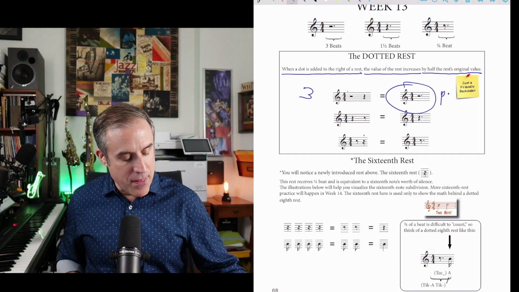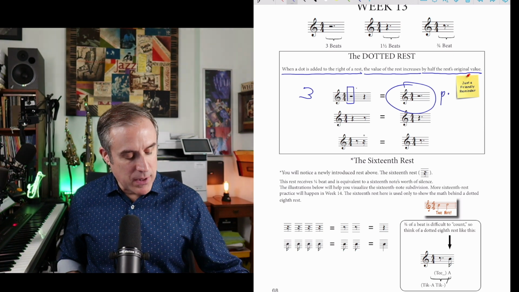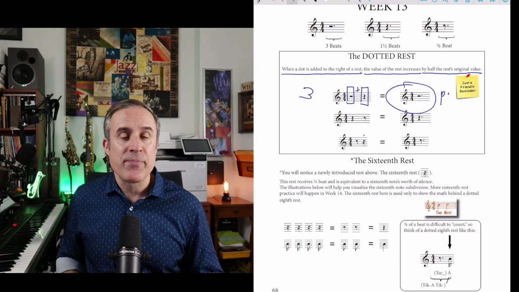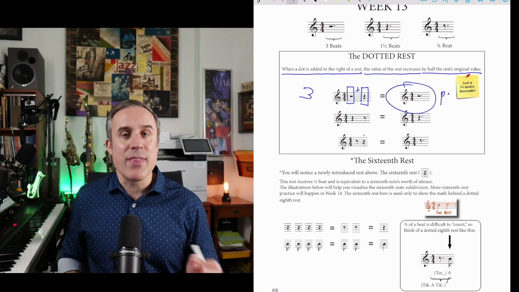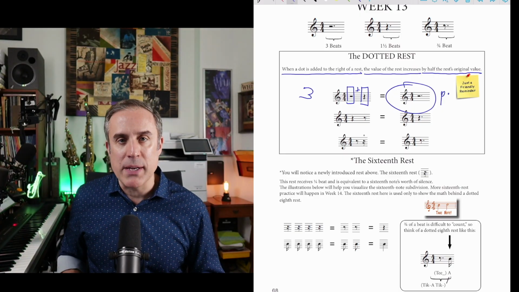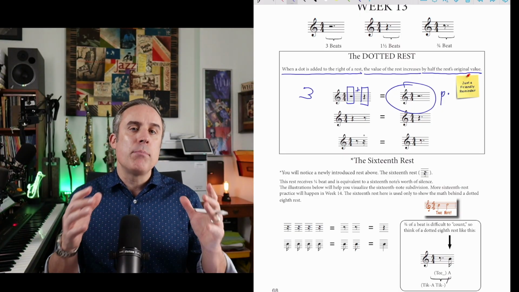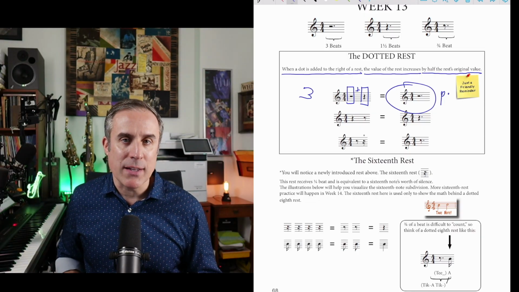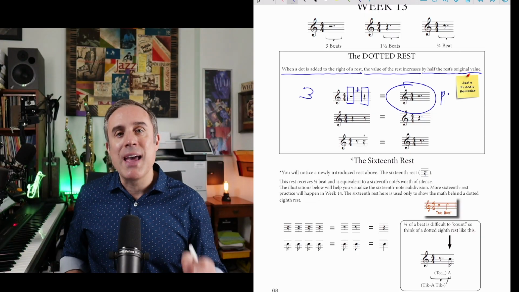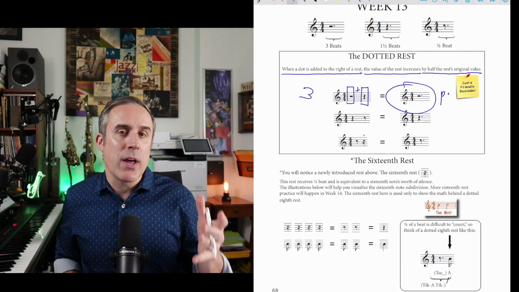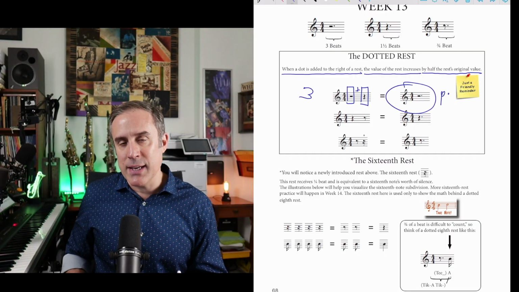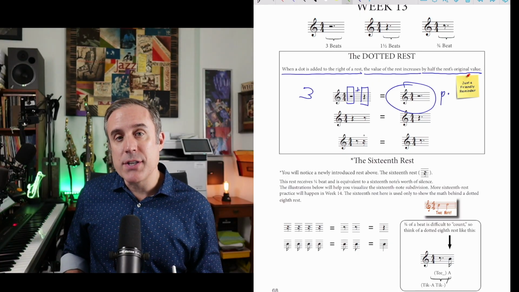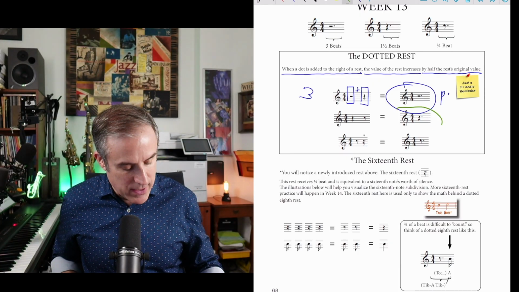And if you look at the math here, we've got a half rest plus a quarter rest. Now, a half rest gets 2 beats. Half of 2 is 1, and that is a quarter rest, which gets 1 beat. When we add the half rest plus the quarter rest, we get 3 beats of silence. So that's the math behind a dotted half rest, and the note equivalent to a dotted half rest is the dotted half note.